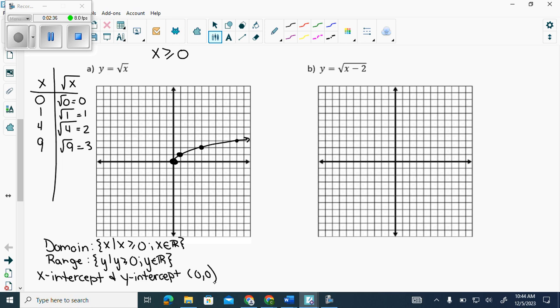Now, if I know the parent function, do I actually have to graph anything if I'm given transformations? Do I have to use my calculator? No, you can transform your parent function, right? You could use mapping and move your parent function, could you not?